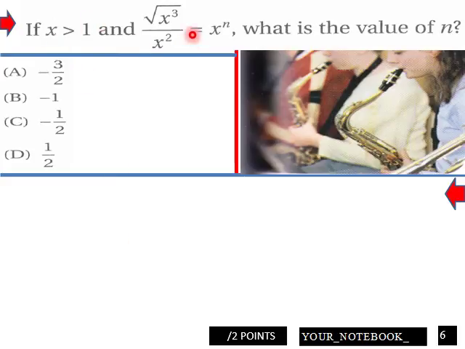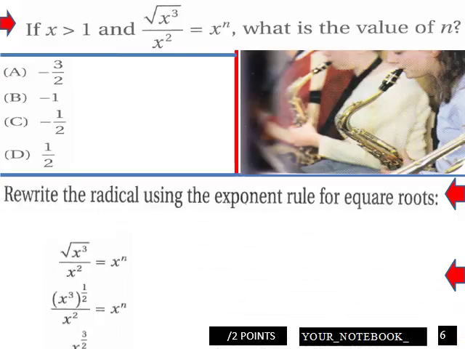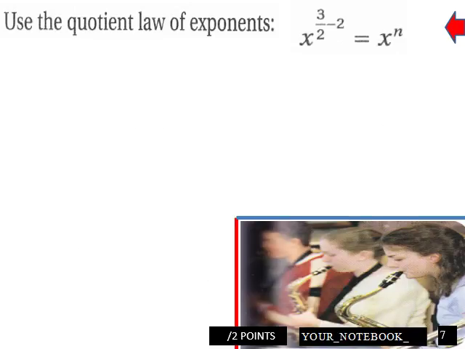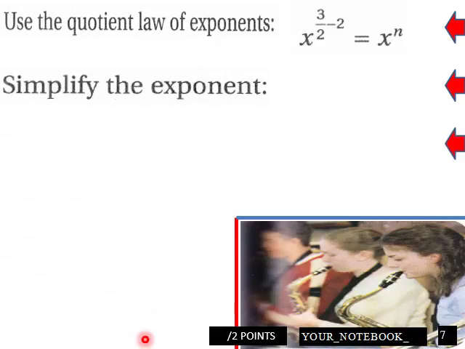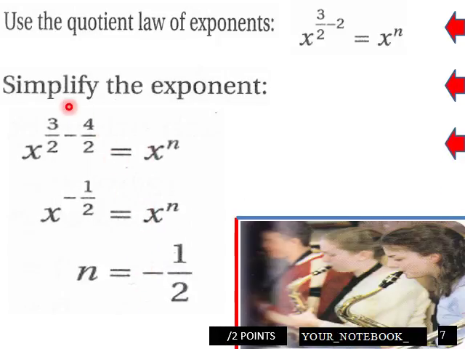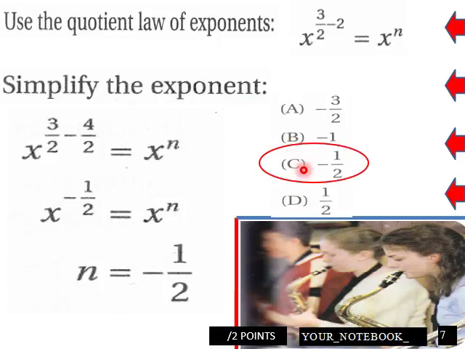So we have an example here, x greater than 1. Then we have this expression, what is the value of n? Rewrite using the exponent rules. So they're using the quotient law of exponents. Simplify the exponent here. So we have x to the 3/2 minus 4/2 equals x to the n. X to the negative 1/2 equals x to the n. N would equal negative 1/2 by using the exponent rule for solving equations. So our choice would be x to the negative.